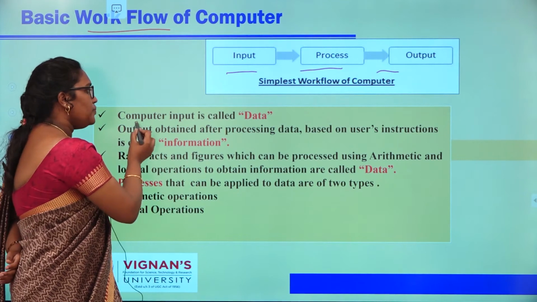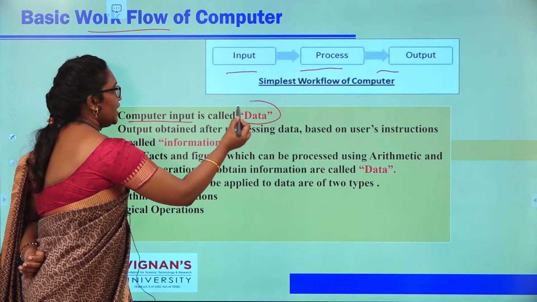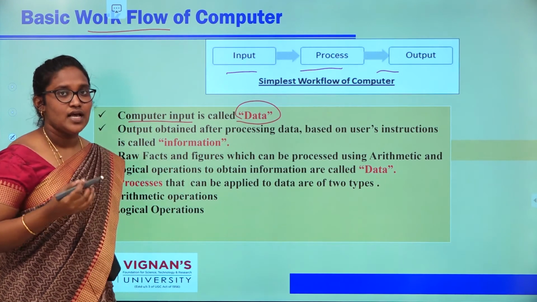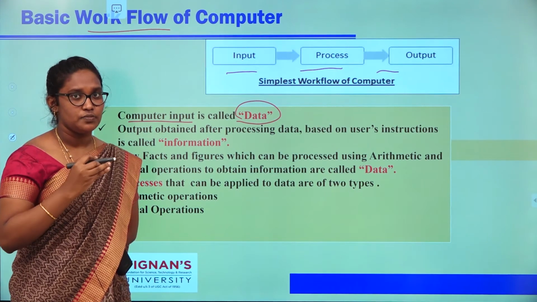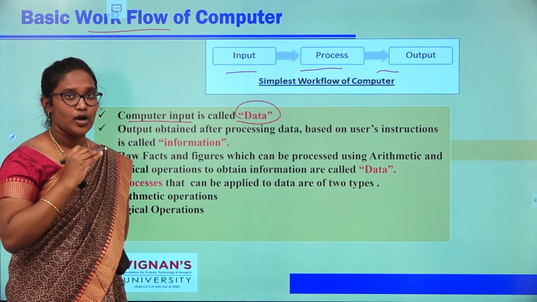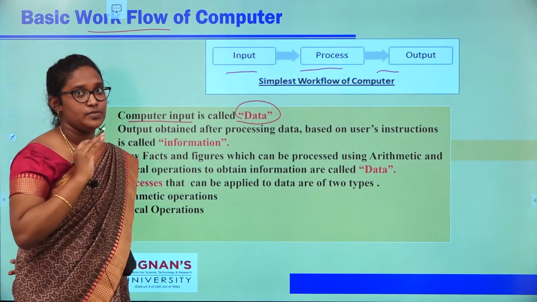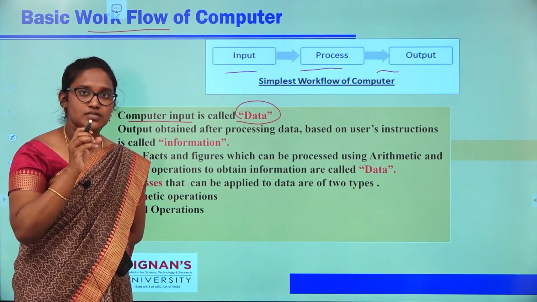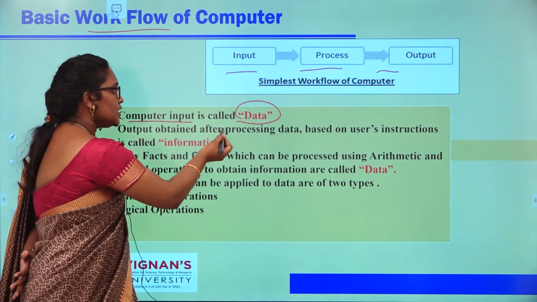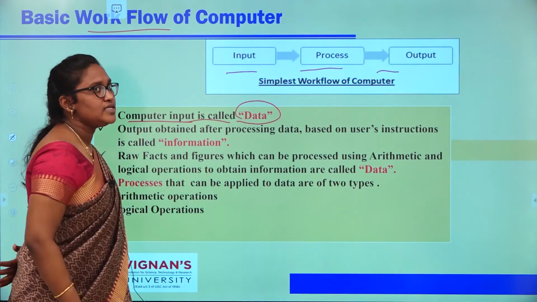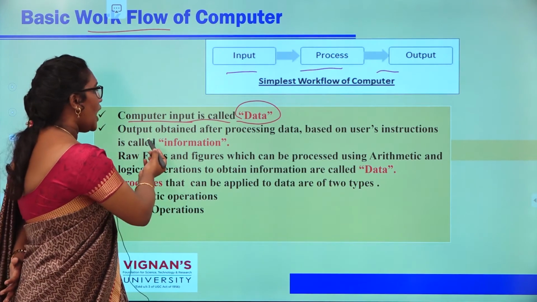The computer takes the input in the form of data. If any of your friends comes and argues with you that the computer takes input as data or instructions, then obviously it will be wrong. Keep this in mind for your entire subject. Computer always takes data as an input. Now, output.